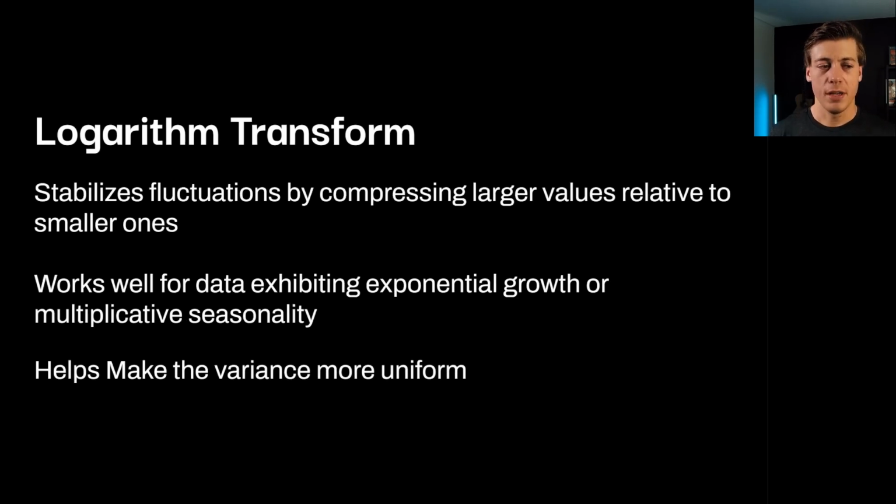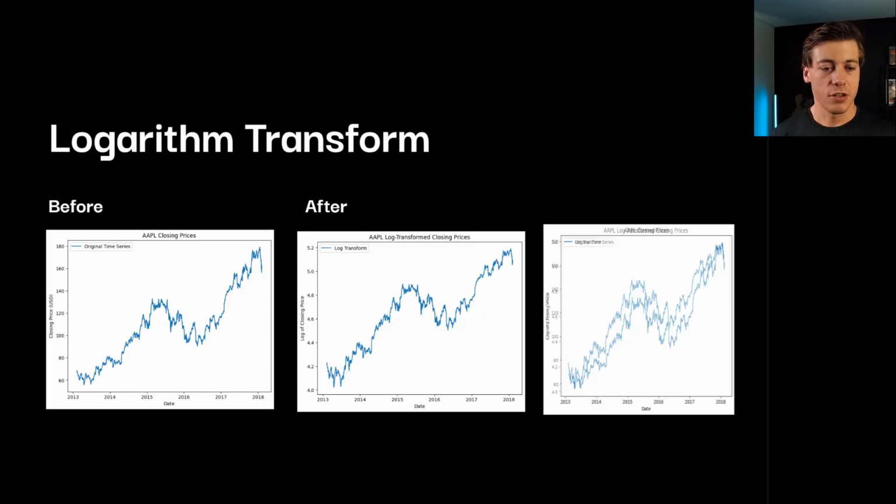Okay, so log transform stabilizes fluctuations by compressing larger values to relatively small ones, works well with data exhibiting exponential growth or multiplicative seasonality, and helps make the variance more uniform. So this is just a before and after, right? You can see before over here, we go from 60 to 180, right? Then we applied our log transform, and our data now goes from 4.2 to 5.2. And obviously this is not stationary yet, but it's a step in the right direction. And over here, I just wanted to show you that overlaid, these graphs are different.